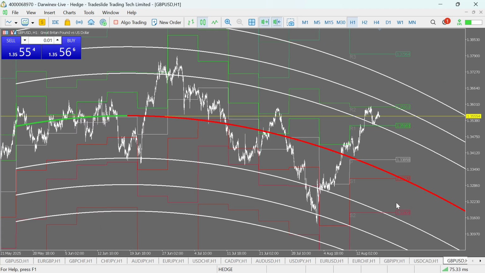All right, guys, this is our analysis for the end of the week, Saturday. We're expecting to see the British pound come on down.